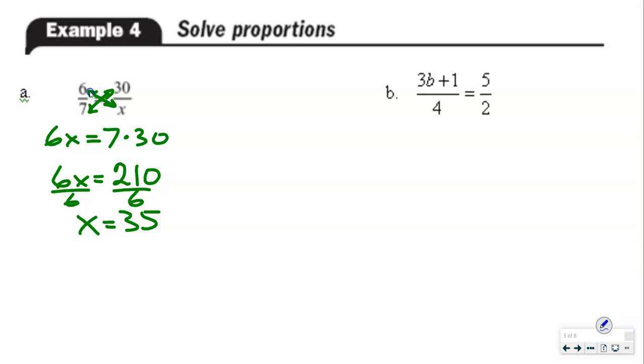For letter B, we're still going to cross multiply. Find our missing variable. We're going to solve for b. So what that looks like is 3b plus 1 times 2. 3b plus 1 needs to stay in parentheses. And then we'll have the 2 on the outside to distribute. Let's make sure this looks like a b rather than a 6. And that's going to equal 4 times 5. So now we need to distribute that 2.